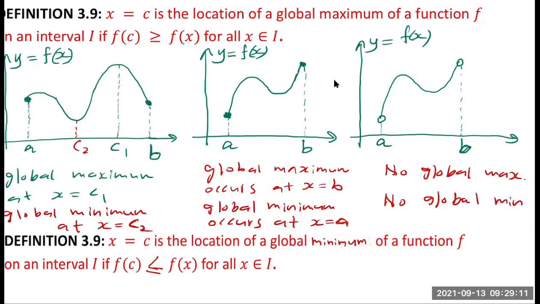Okay. All right. So that's the idea of global minimum and global maximum. These are called global extremas. Global extremas means global minimum or global maximum. All right. Let's move on.